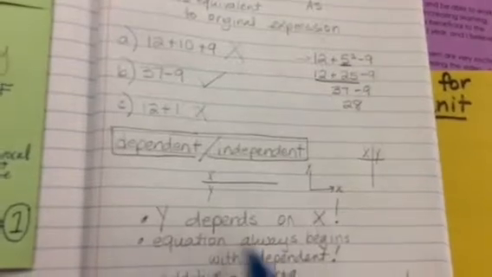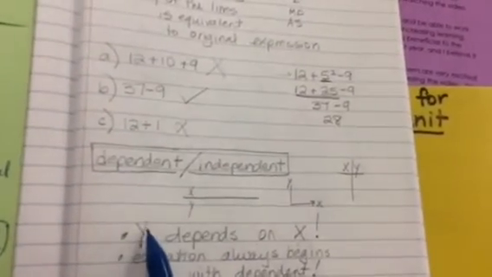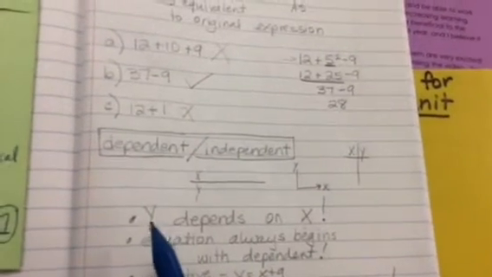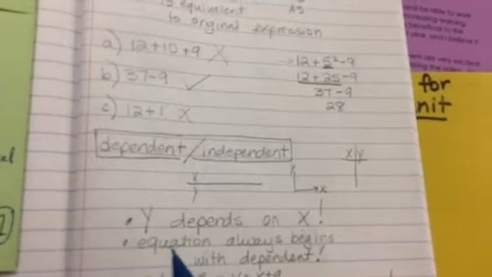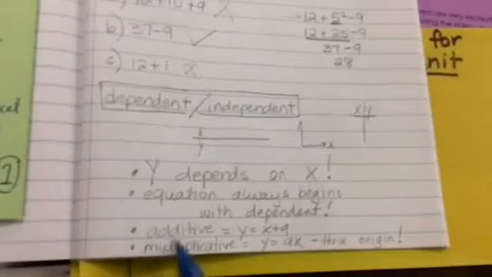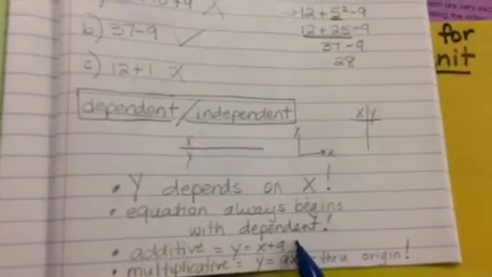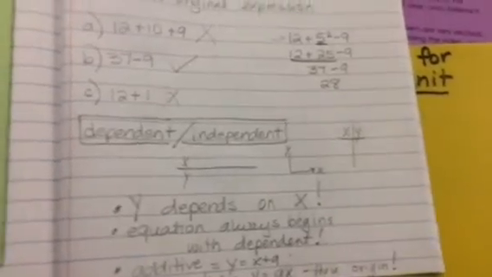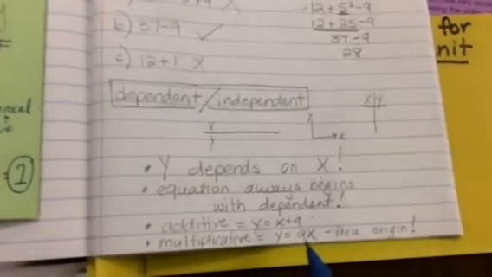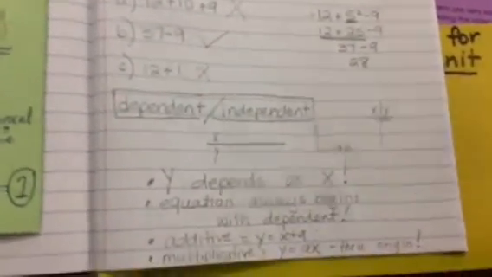Your equation must always begin with the dependent. So if you have an x and a y, it's always got to start with y. If they have substituted other letters, you must begin with the dependent variable. Remember, additive is y equals x plus a. That's the equation for the additive. For multiplicative, it's y equals ax. It goes through the origin.